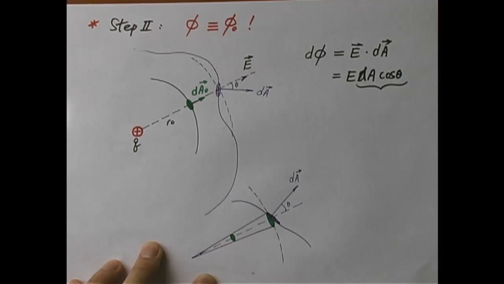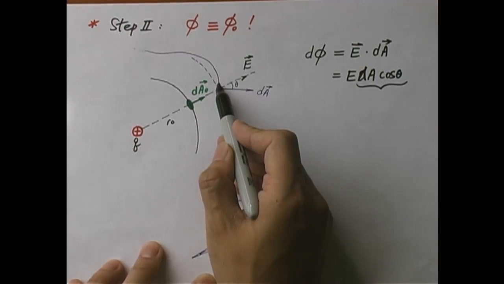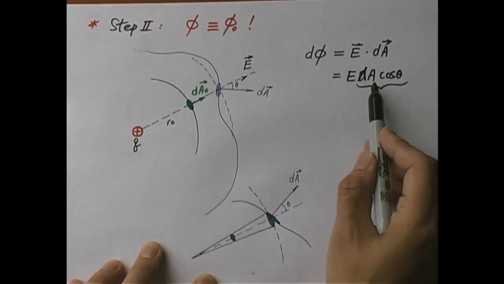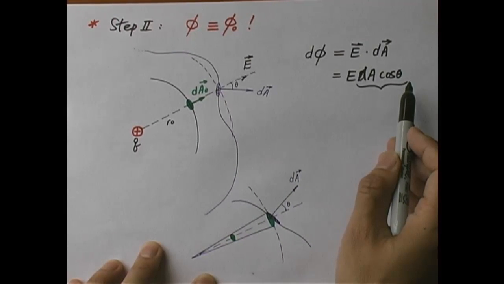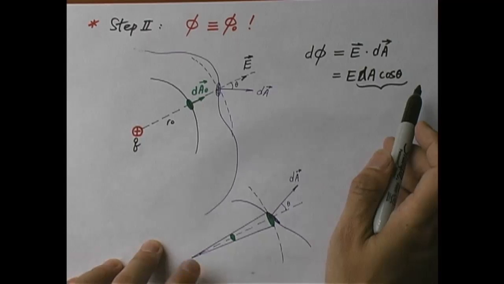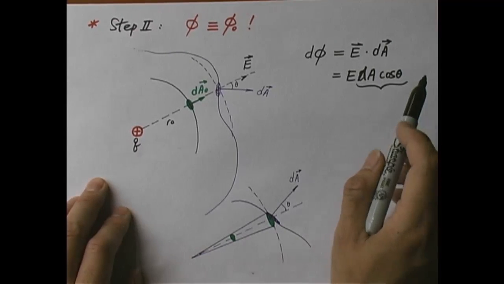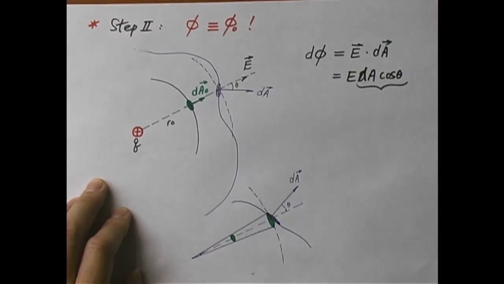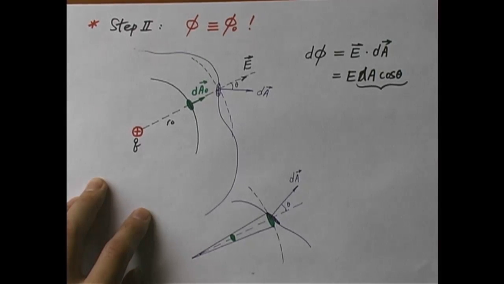Now, what is the flux through this part? What is d phi, which is E dot dA? This is E times dA times cosine theta. The problem is that dA can be anything and cosine theta can be anything. So how can I simplify d phi and integrate so that phi equals phi naught? Well, let's be more careful.